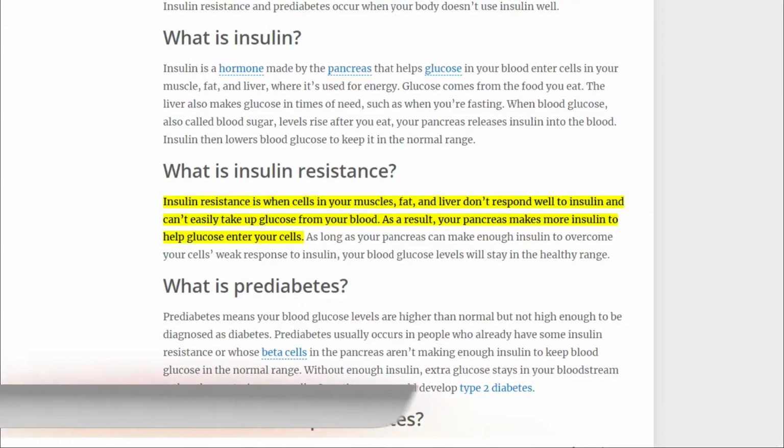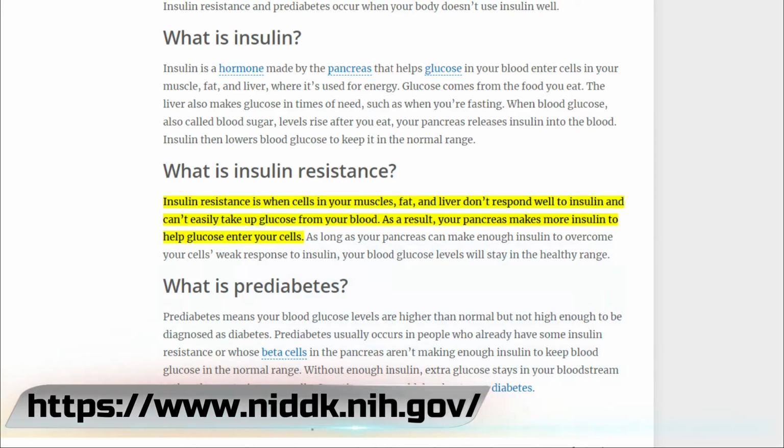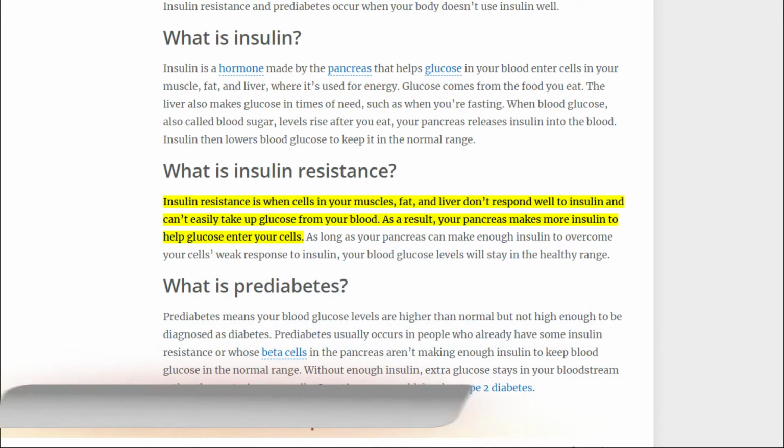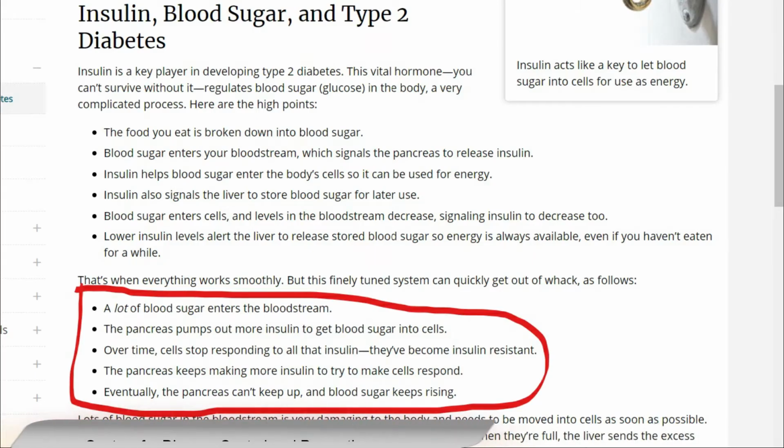Well, the same thing happens in our body with insulin. It creates a tolerance, a resistance. Eventually, your cells don't respond well to insulin and cannot use glucose from your blood for energy. Now, this causes your blood sugar levels to go up.